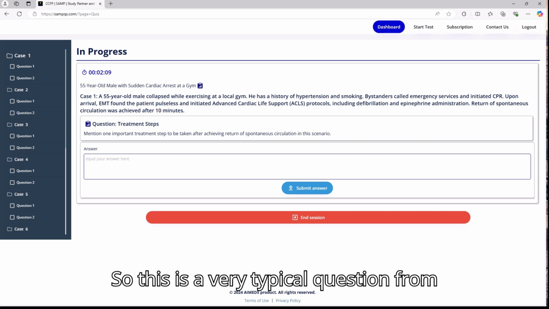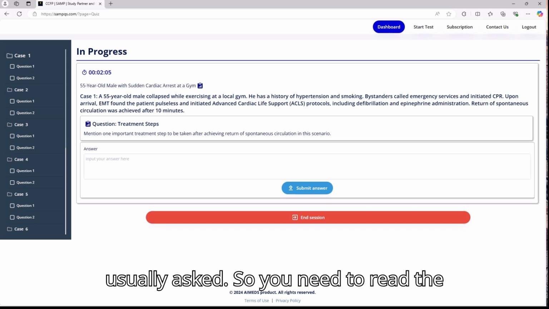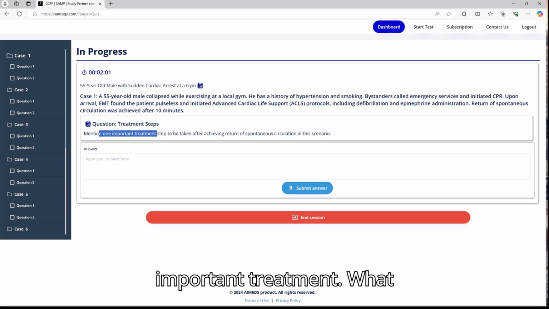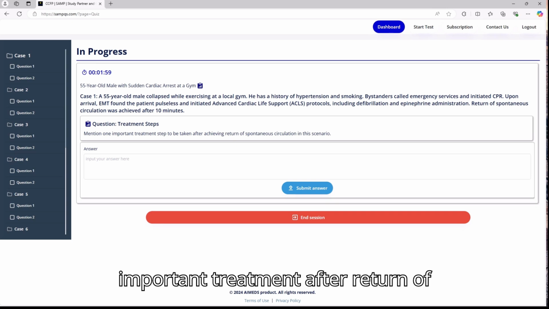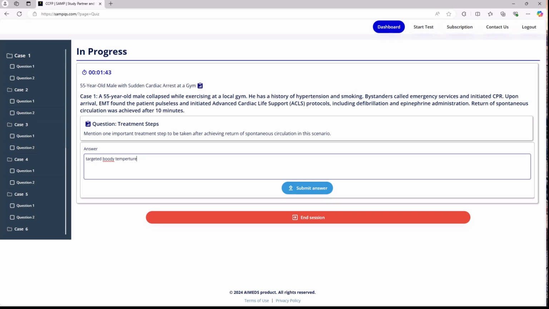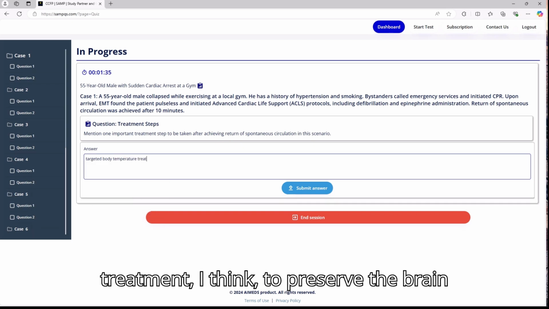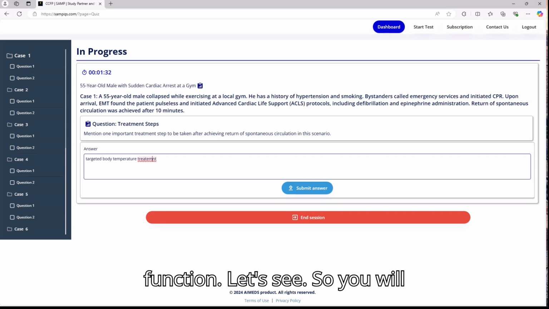So this is a very typical question from the exam. This is how it's usually asked. So you need to read the stem, and then you need to decide one important treatment. What important treatment after return of circulation should you do? So there is an important step. I remember it was targeted body temperature. I think I spelled it wrong here. Target body temperature treatment, I think, to preserve the brain function.